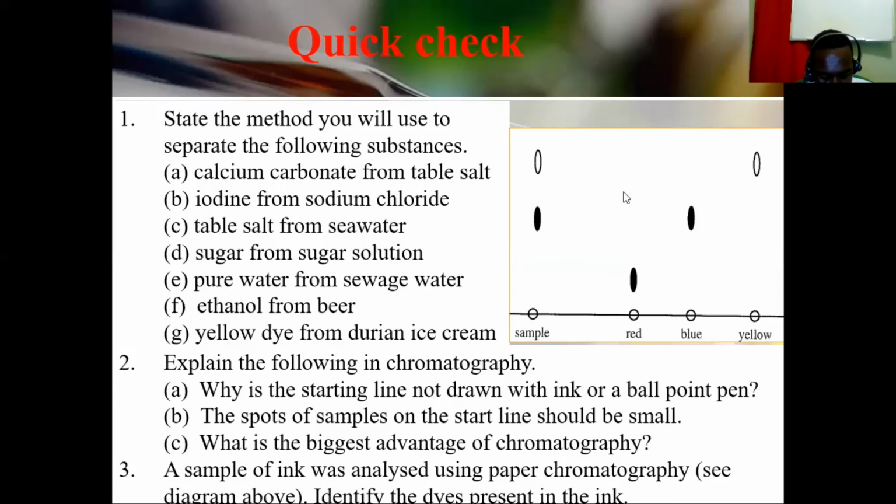All right, next, pure water from sewage water. Distillation, depending on the boiling point, so it's simple distillation. Okay. And then next, ethanol from beer. So do we get ethanol back from beer? Distillation, yes. All right, last one, yellow dye from the durian ice cream. Chromatography. Exactly. So once you hear dye, it's chromatography.